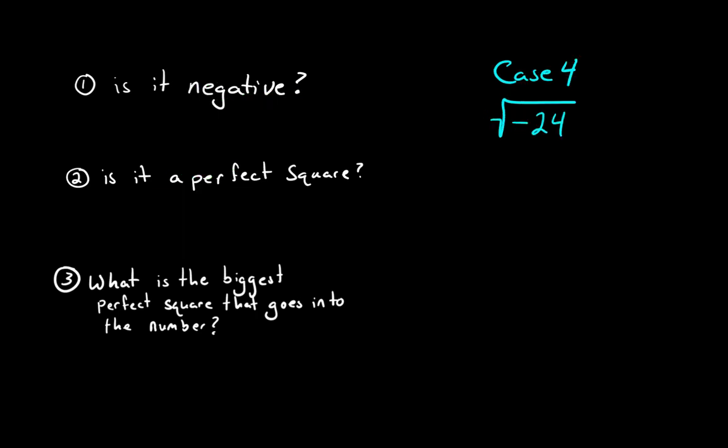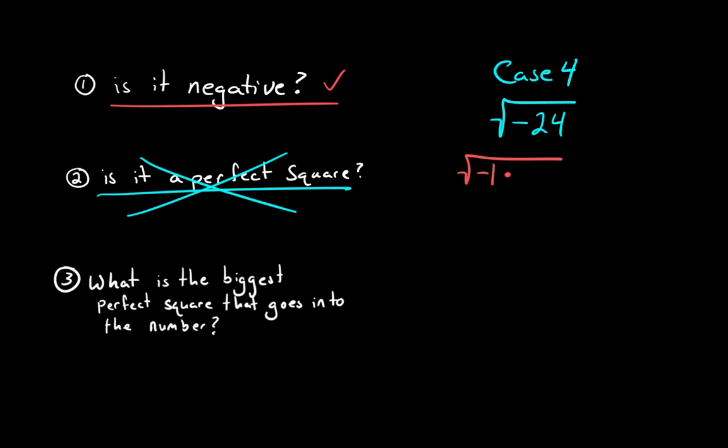Okay, in the next case, we have the square root of negative 24. As we go through and check things, the first thing we check is to see if it's negative, and it is negative. So we'll separate into the square root of negative 1 times something. Now, in this case, I'm going to hold off on writing it because the next question is, is it a perfect square? Well, no, 24 is not a perfect square.